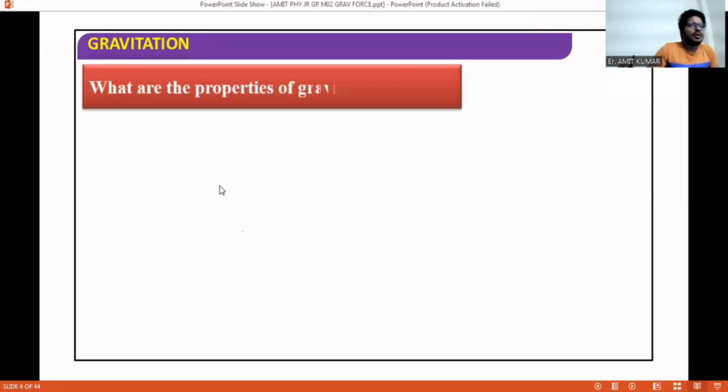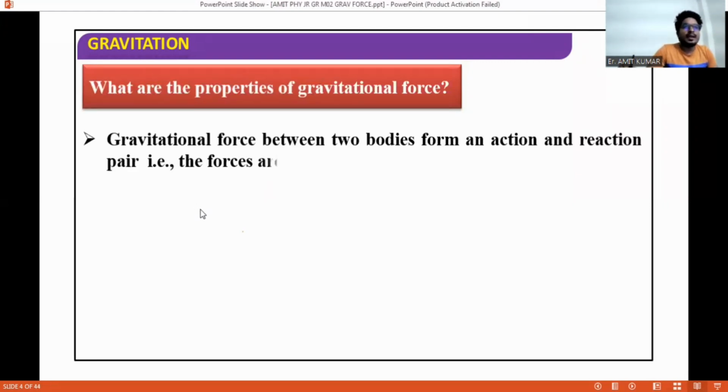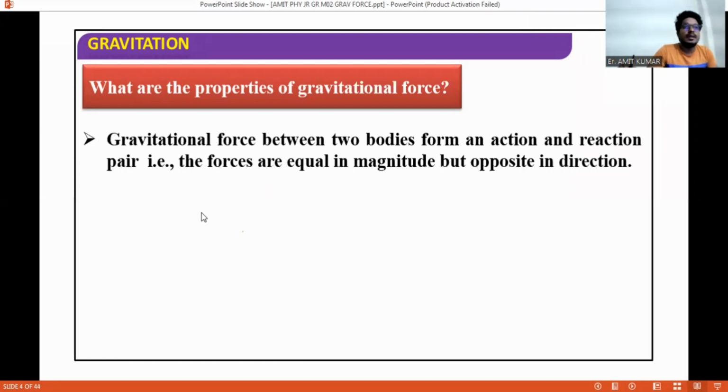So what are the properties of gravitational force? The gravitational force between two bodies forms an action and reaction pair; that is, the forces are equal in magnitude but opposite in direction. It's action and reaction. You can take Earth and Moon, Earth and Sun, Earth and Mars, any planet. It's your choice; there is no rule that you have to consider only a particular planet.